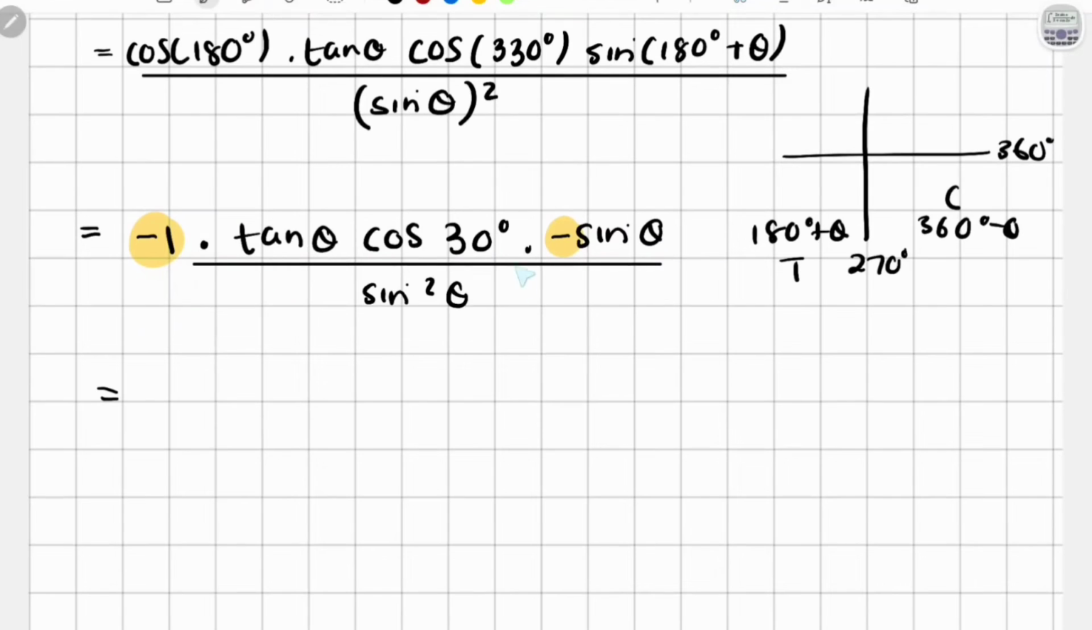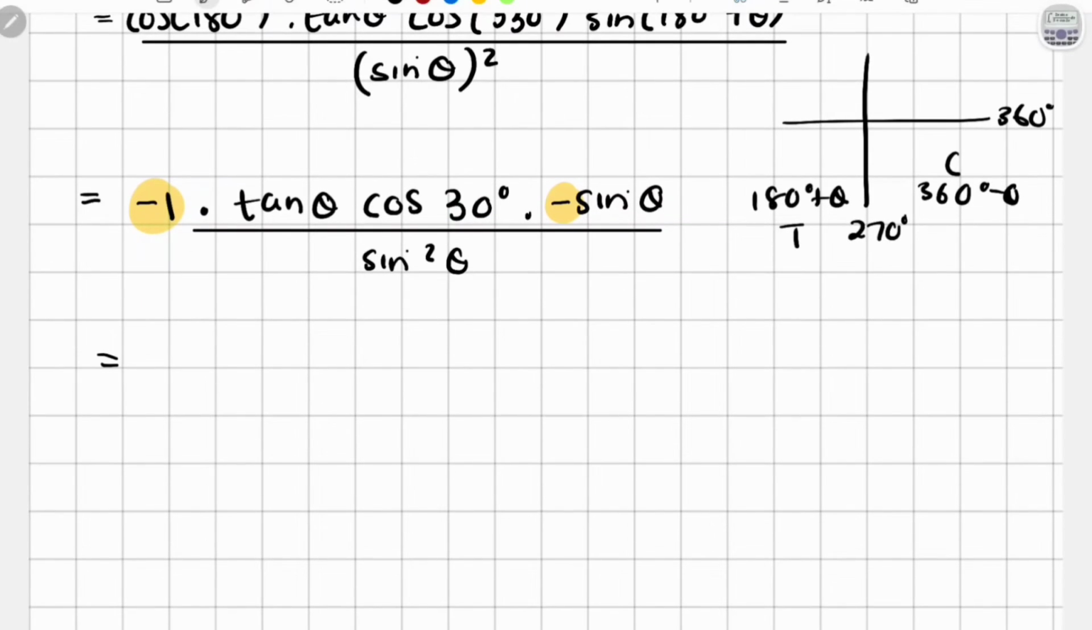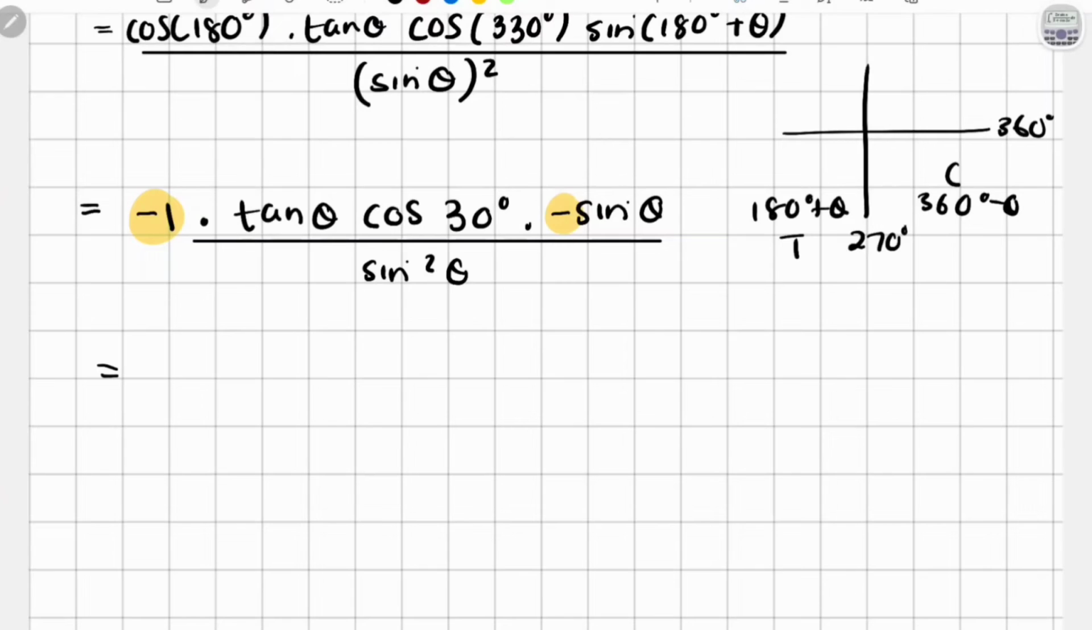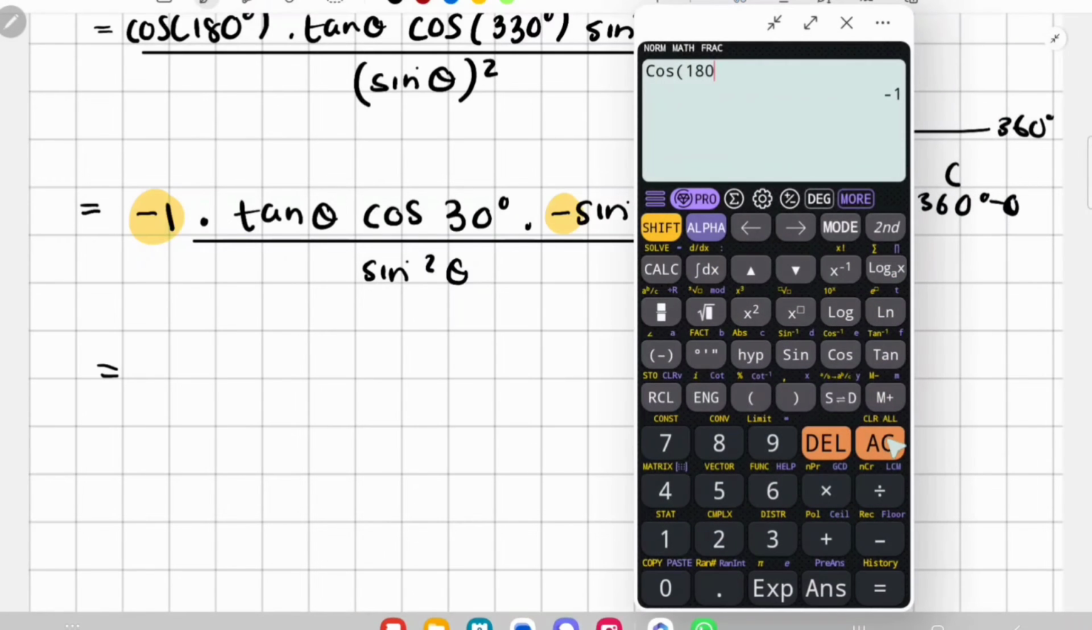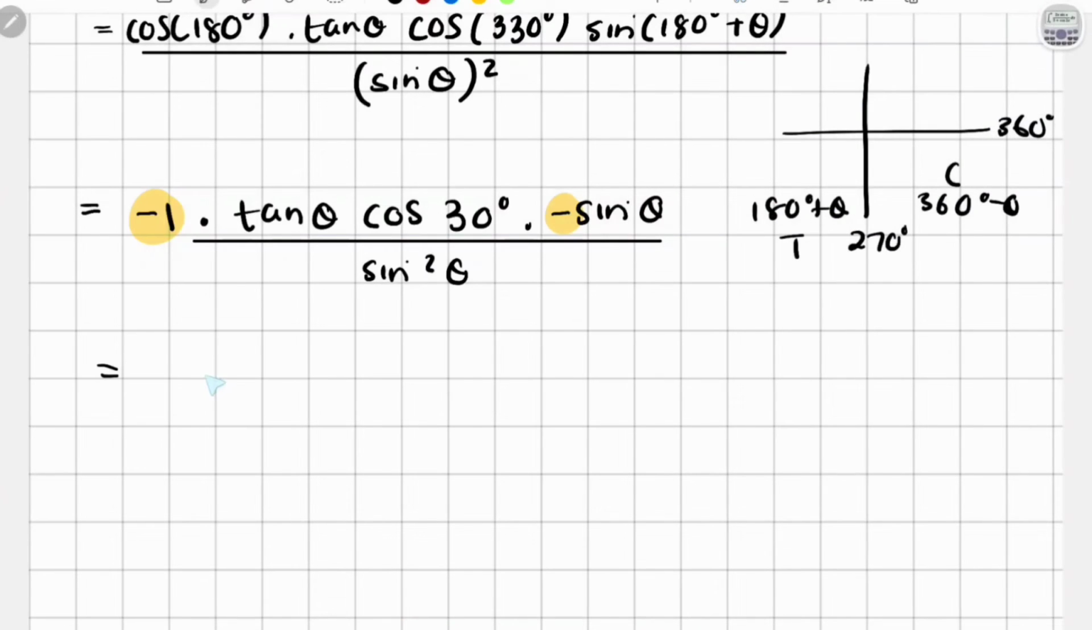And I have a tan theta cos 30. Cos 30, you can go ahead and use the special triangles rule, or you can just use the calculator. For 30 degrees, it doesn't matter. Even if you use the special triangles or the calculator for 30 degrees, it will still give you the same answer. So cos of 30 degrees is root 3 over 2. That's fine. So we're just going to have tan of theta multiplied by the square root of 3 over 2 multiplied by sine of theta. And remember that already cancelled.